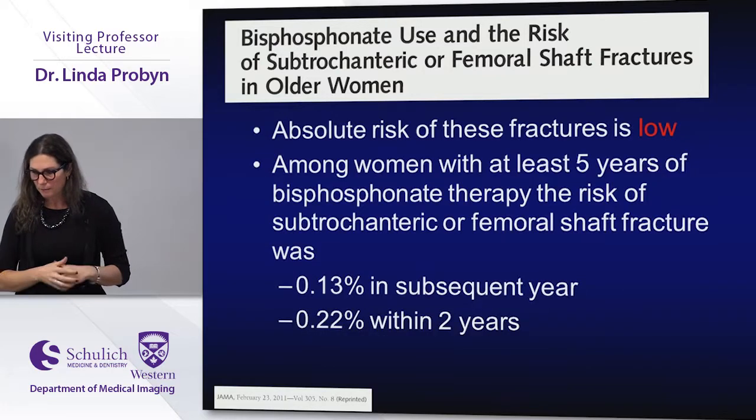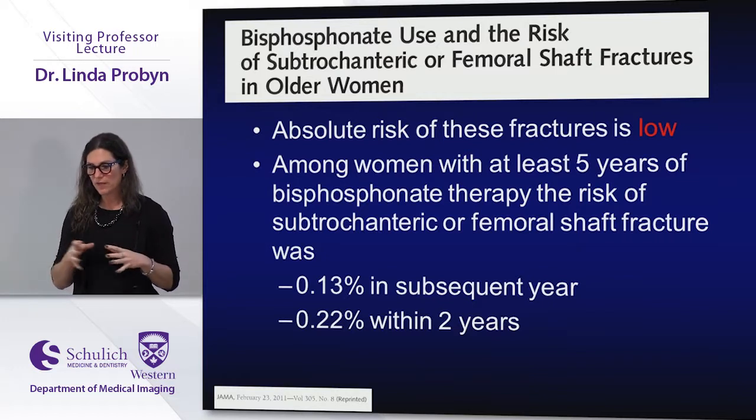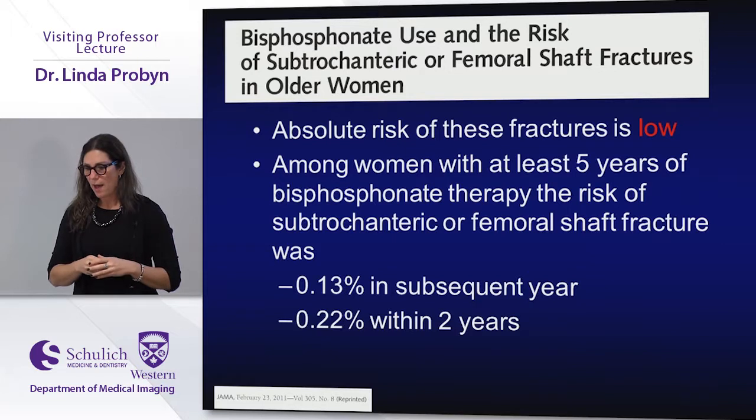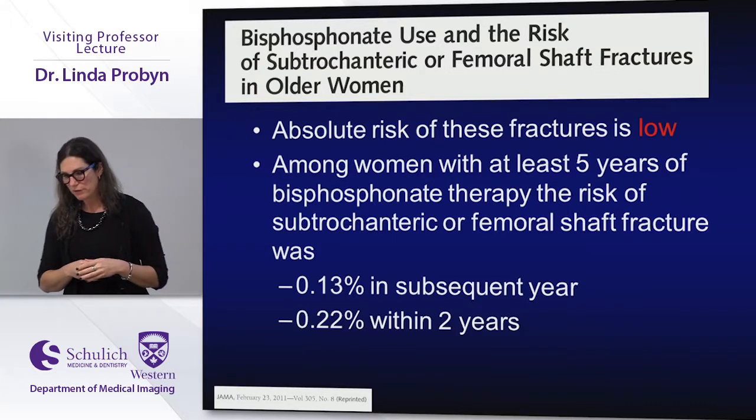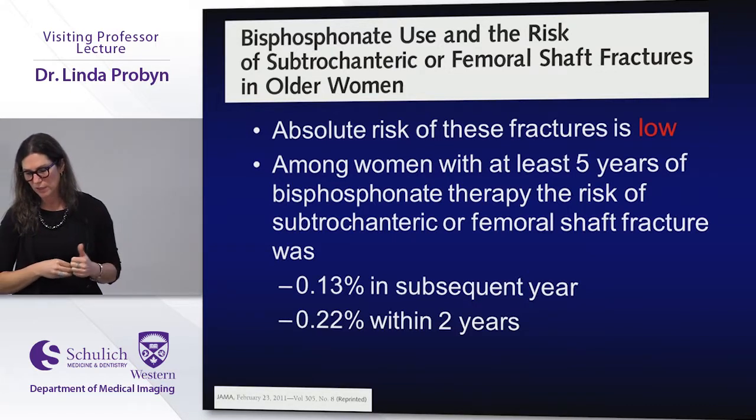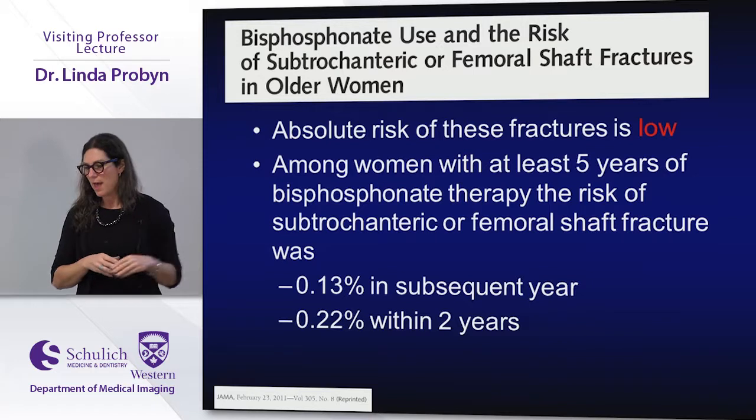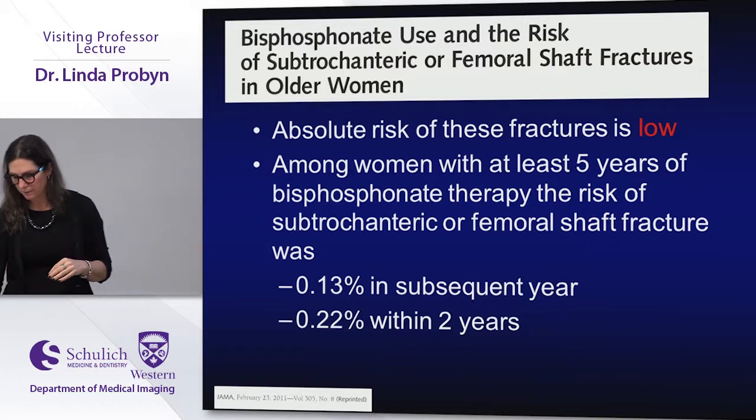Okay, but having said all of this, the absolute risk for atypical femoral fractures is low. So among women with at least 5 years of bisphosphonate therapy, the risk of subtrochanteric or femoral shaft fractures in the subsequent year is 0.13%, and within 2 years is 0.22%.